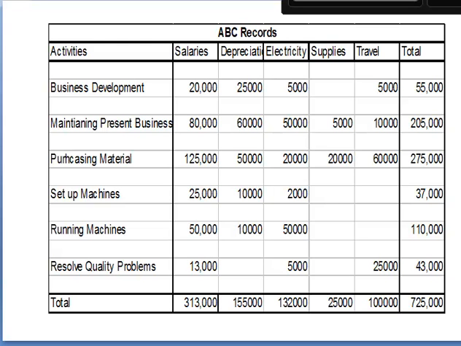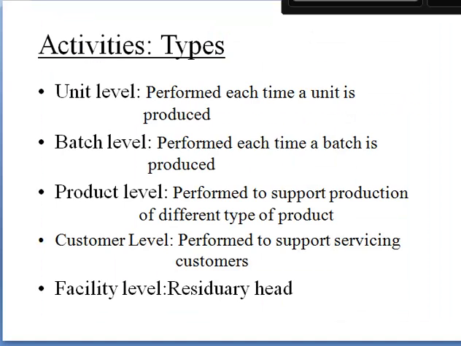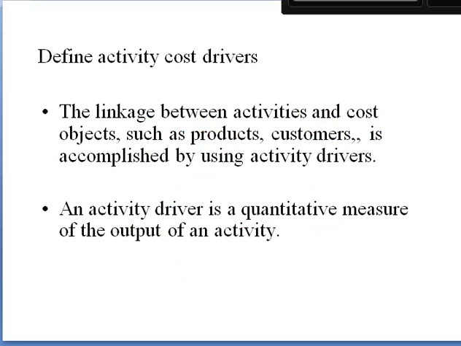Now let us see under what situations you would use activity-based costing. You want to find out where these activities are incurred: every time a unit is produced, or every time a batch is produced, every time a support production system is created, or maybe at a macro level. So it is necessary to see different types of activities.